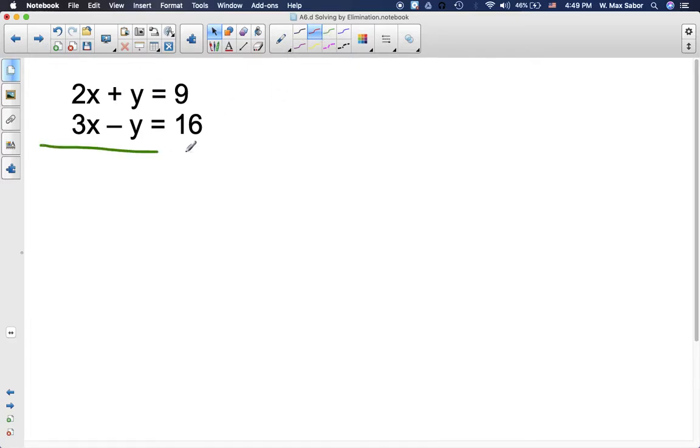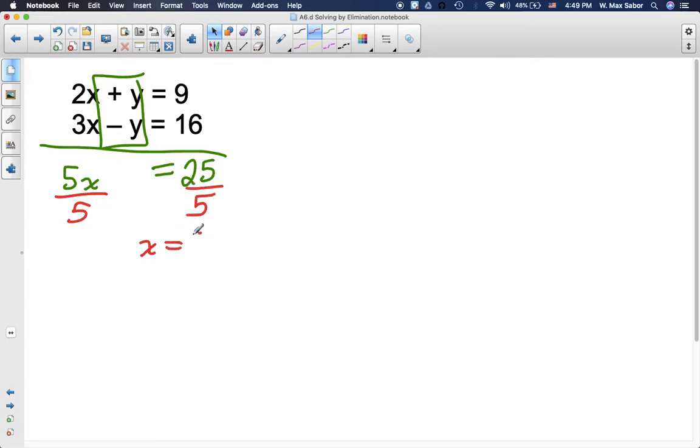Here, what do we need to multiply by? Well, we don't need to multiply. Because these are equal and opposite already, we can just add. So 2x plus 3x is 5x. Positive y and negative y add to 0. And 9 and 16 add to 25. Now we divide by 5.